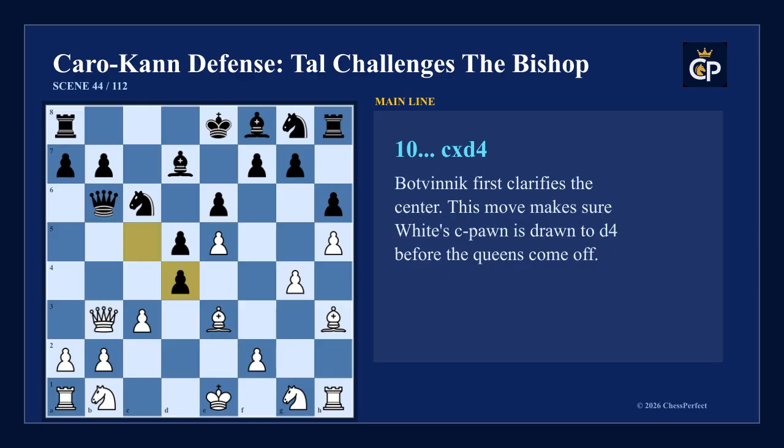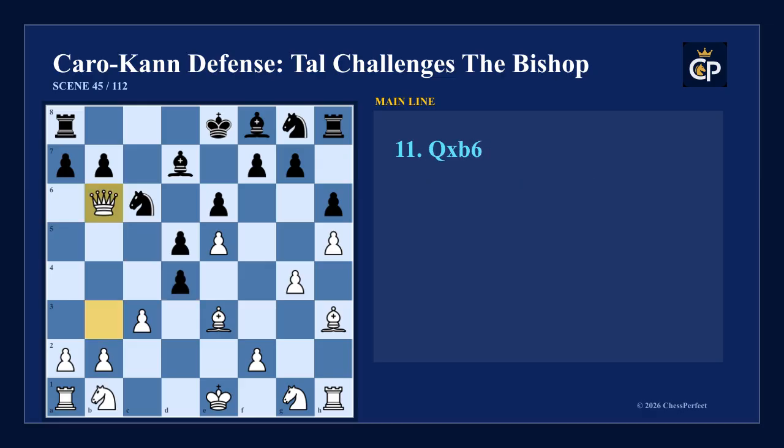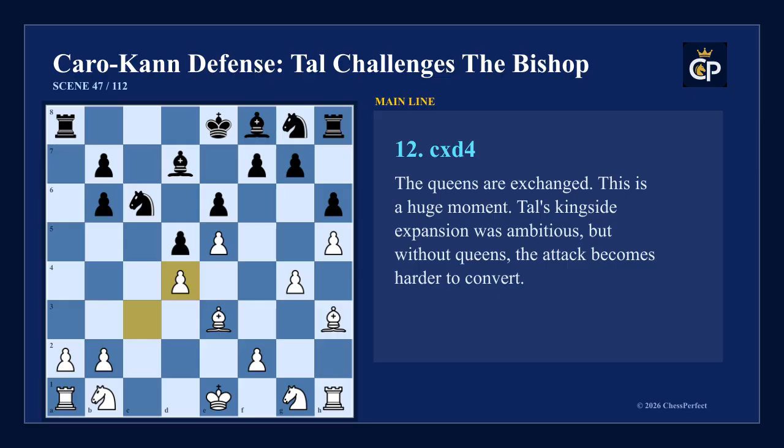c takes d4. Botvinnik first clarifies the center. This move makes sure White's c-pawn is drawn to d4 before the queens come off. Queen takes b6. a takes b6. c takes d4. The queens are exchanged.